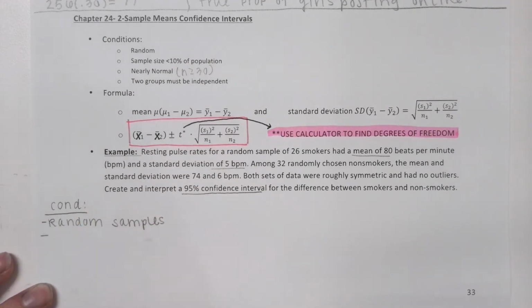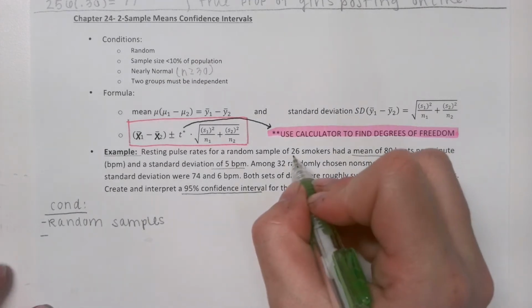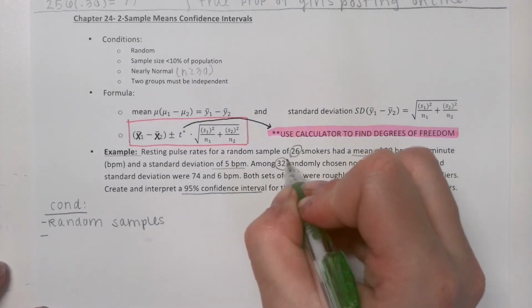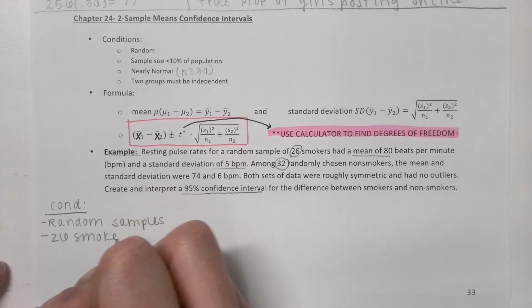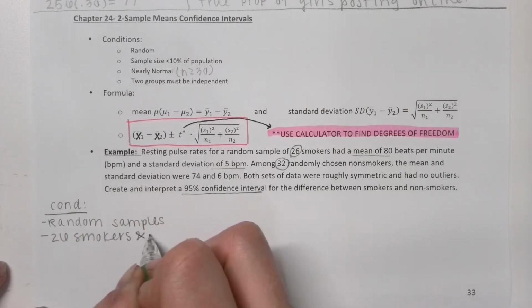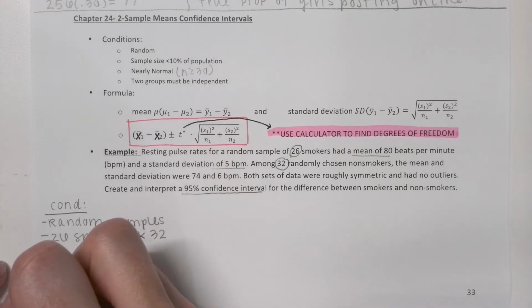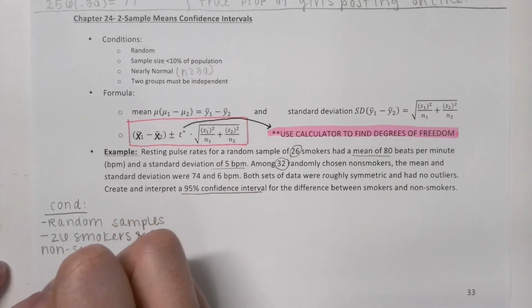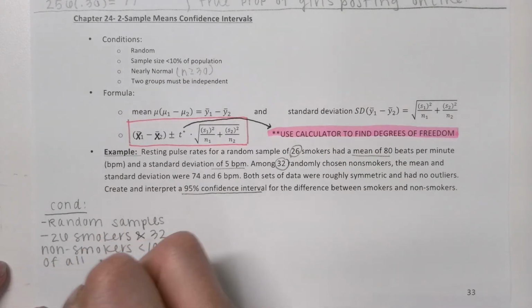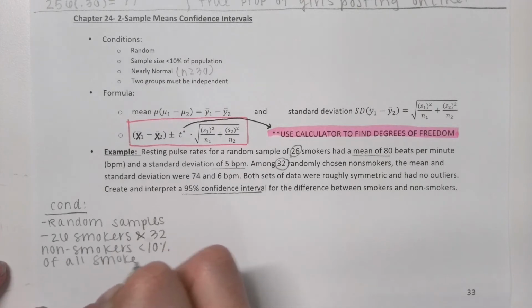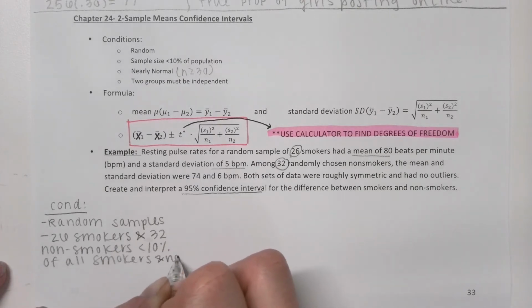I need both sample sizes to be less than 10% of the population. So 26 smokers and 32 non-smokers, less than 10% of all smokers and non-smokers.